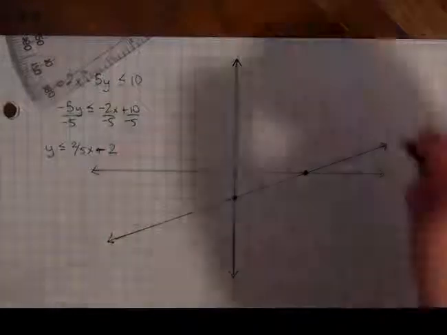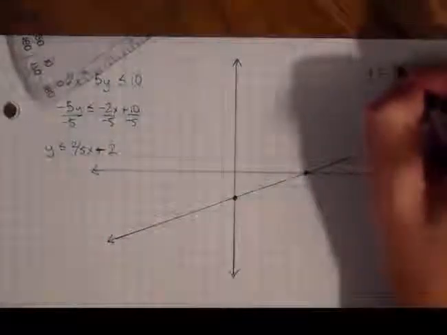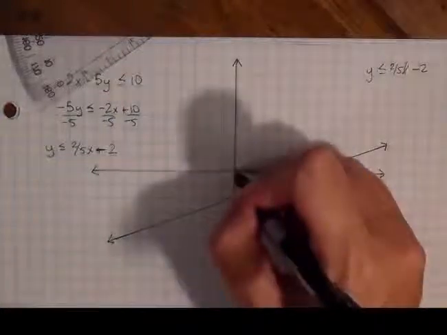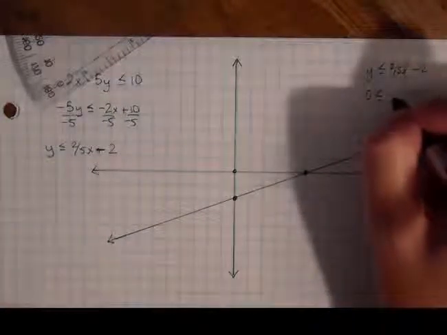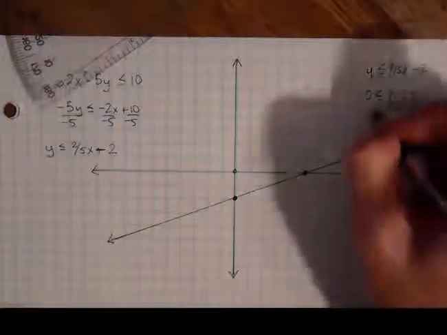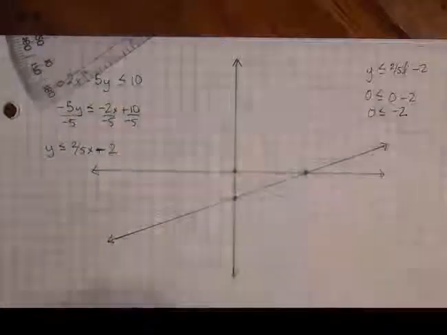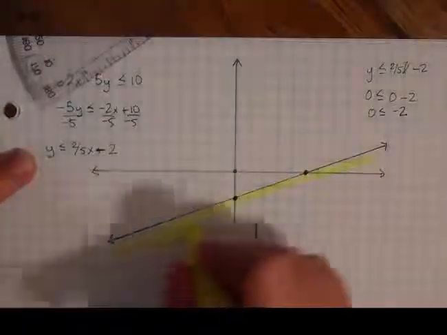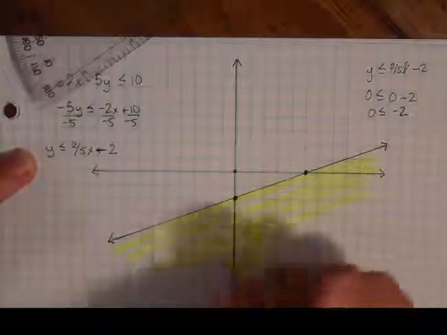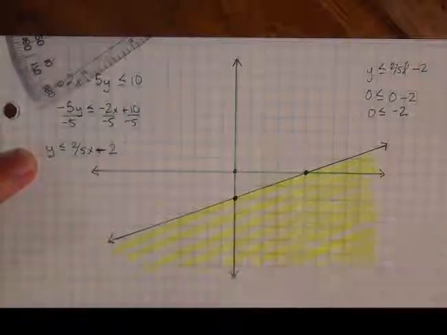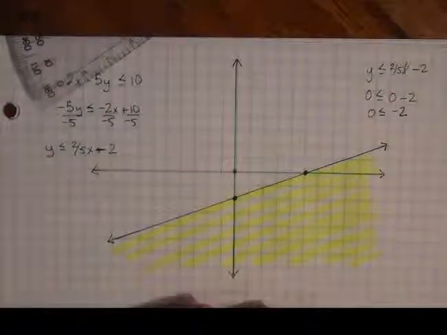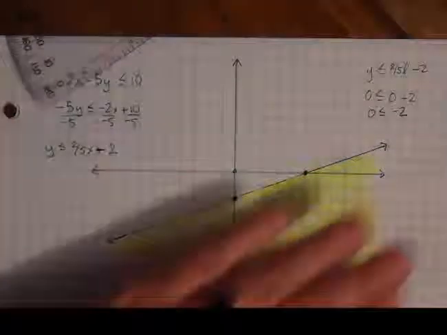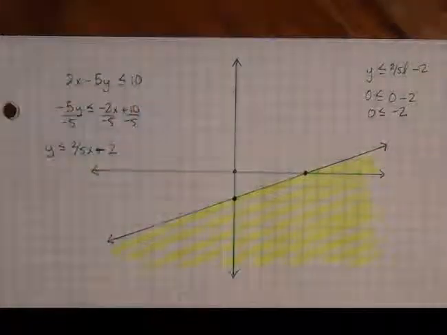And then I'm going to pick a point to plug in. I'm going to pick 0, 0 because that's not on the line. And again, 0, 0 is the easiest, and I usually pick that. So I get 0 is less than or equal to negative 2. That is a false statement, so I will shade this side of the line where that point was not. And that is the half plane that contains all of the solutions for this inequality. So every point on this side would be true.